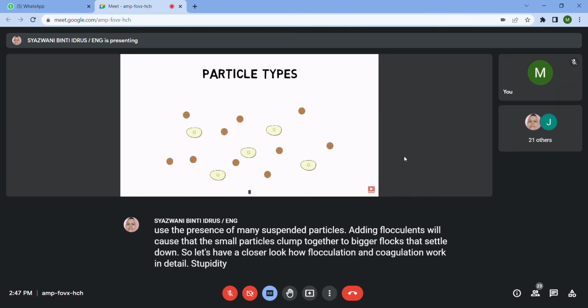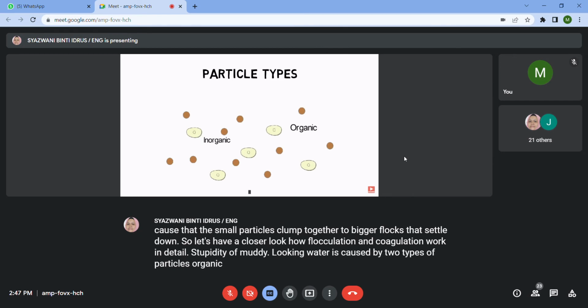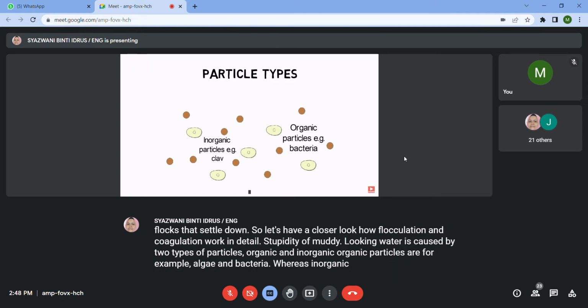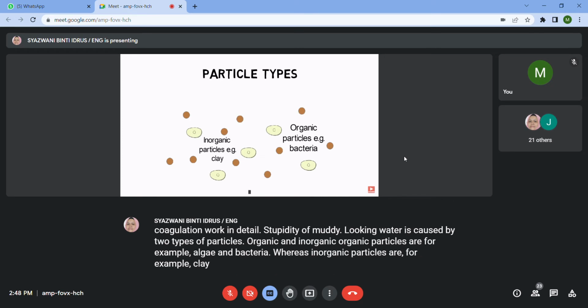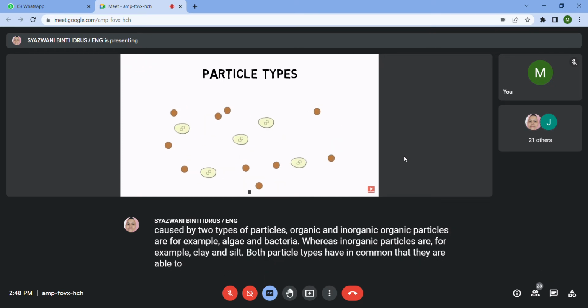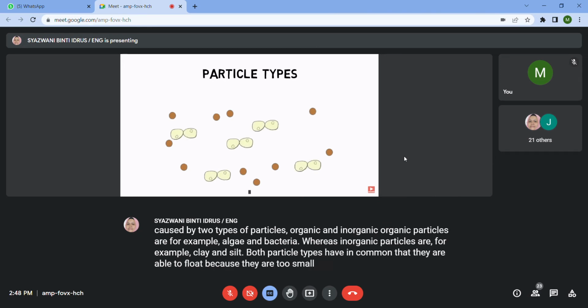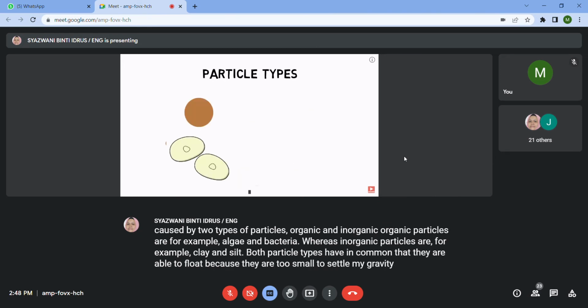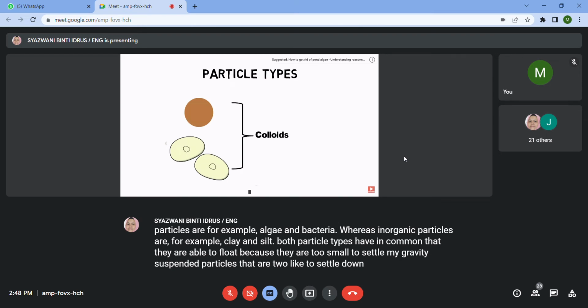Turbidity of muddy-looking water is caused by two types of particles, organic and inorganic. Organic particles are, for example, algae and bacteria, whereas inorganic particles are, for example, clay and silt. Both particle types have in common that they are able to float because they are too small to settle by gravity. Suspended particles that are too light to settle down are called colloids.